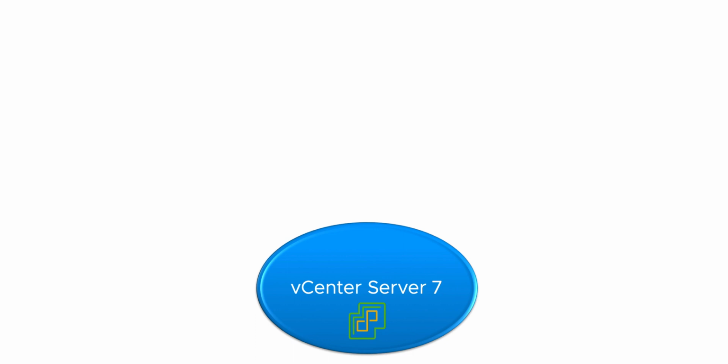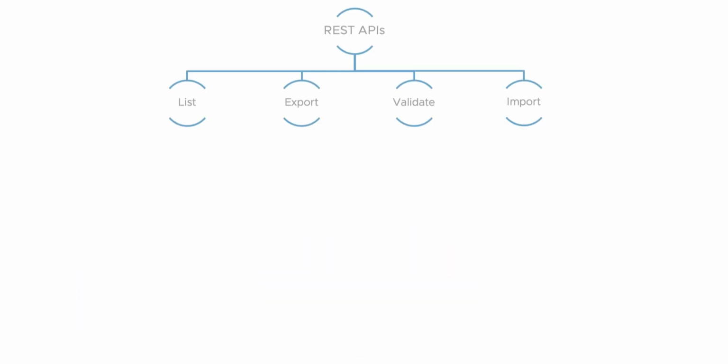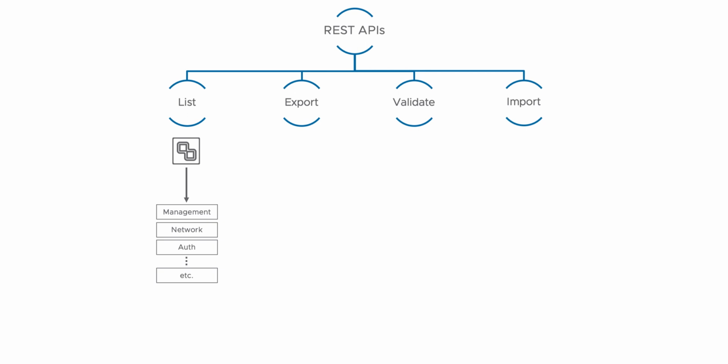vCenter Server Profiles is a brand new API-only feature that allows an administrator to export existing vCenter Server configurations from one node and import them into another vCenter Server. vCenter Server Profiles consist of four REST APIs: List, Export, Validate, and Import. When the List API is executed, it returns a listing of the configurations that can be imported or exported.